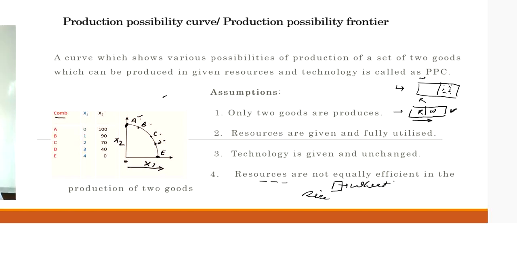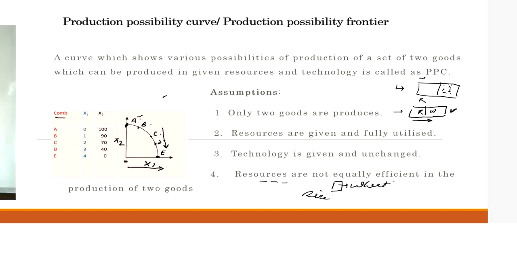On B combination, production of X2 is more than X1. Or if you want to produce more X1, you can select a combination on the lower portion of the PPC. So it means PPC provides us different choices of what we can produce and in what quantity. That is the direct answer to the central problem: what to produce and in what quantity.